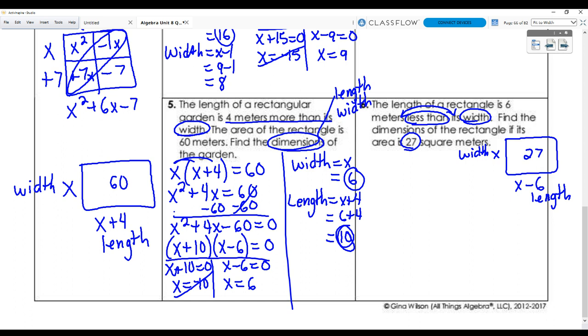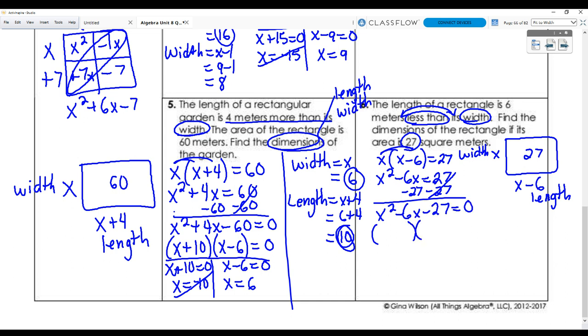So area equals length times width. So x times the quantity x minus 6 equals 27. Distributing the x, I have x squared minus 6x equals 27. Subtracting 27 from both sides, I have x squared minus 6x minus 27 equals 0. And factoring 27, I have x minus 9, x plus 3, and tee it off.